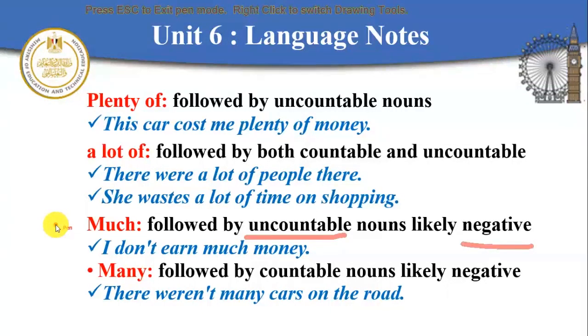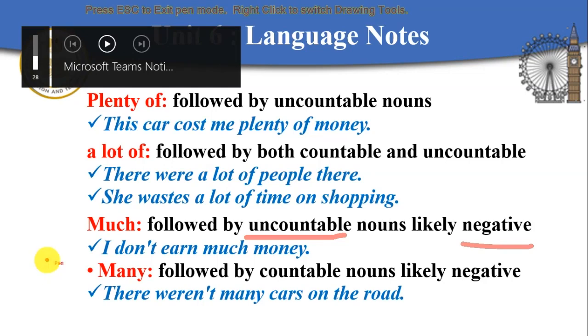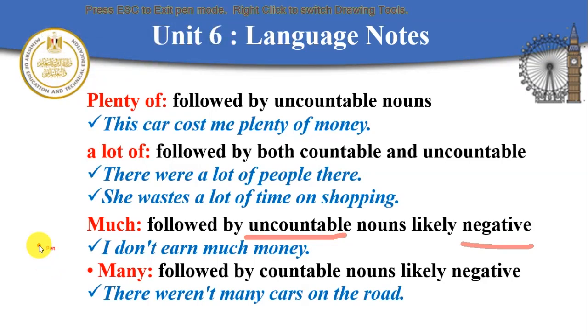Here we can do what? We have the word much and many. Much with uncountable and likely negative. Many with countable and likely negative. Also, so let's see the example. I don't earn much money. Many: there weren't many cars on the road. Okay. Almost empty. Okay, have you finished, Ms. Amani? Yes, sorry, I couldn't hear you because of Al-Azan.